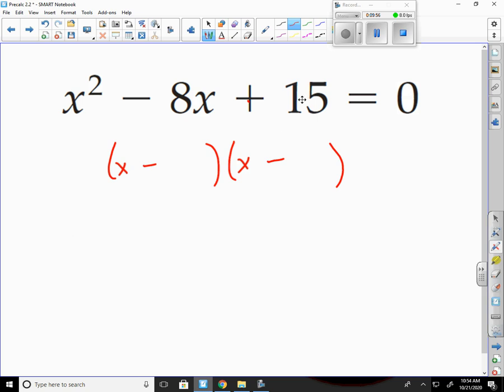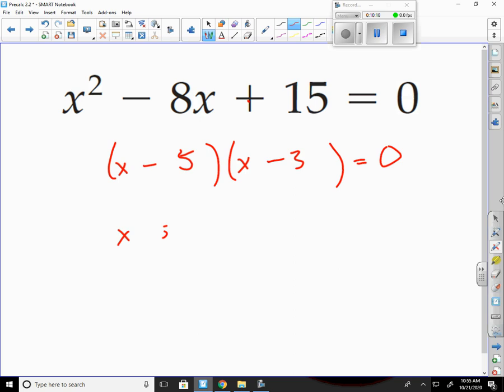Now, 5 times 3 gives me 15, and 5 plus 3 gives me 8. Since that's a minus and a minus, that would give me the negative 8. And now I can just break those two apart. Well, I should show the actual step.